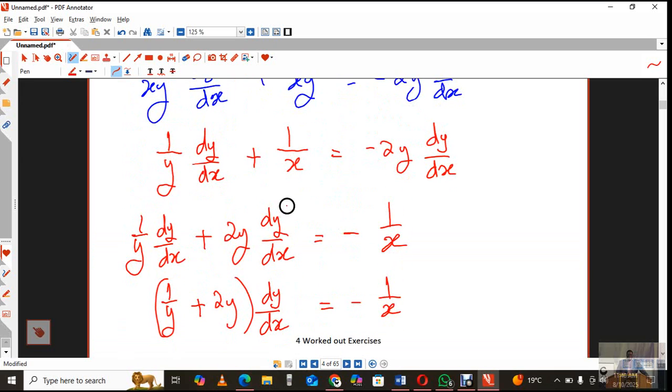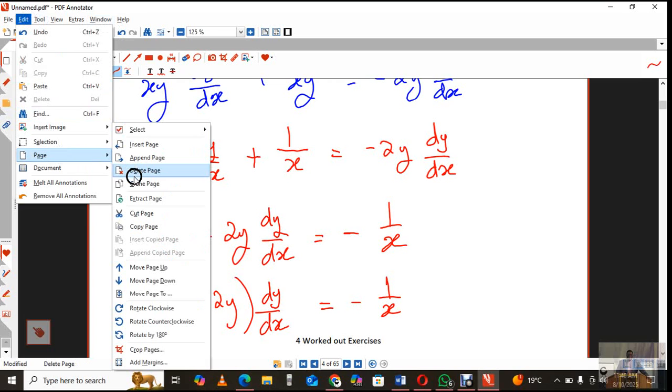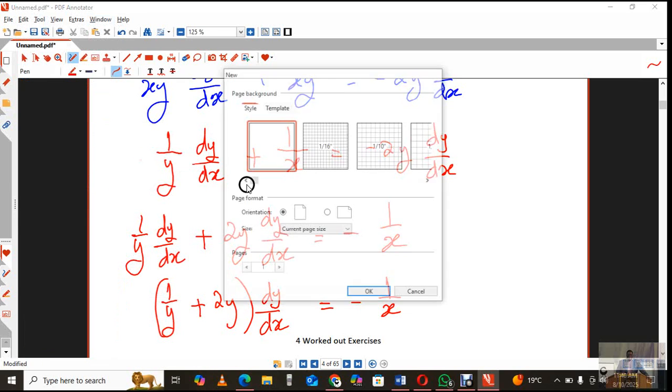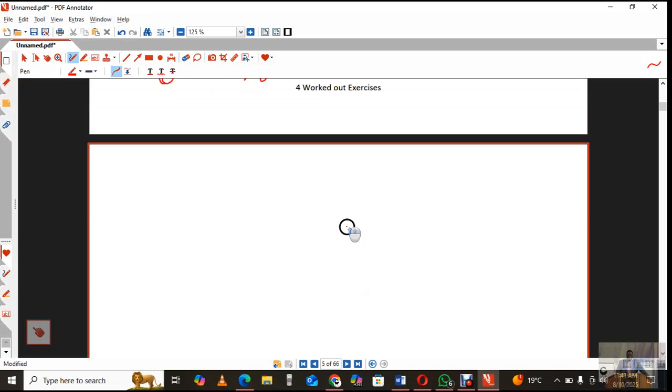Maybe I should append the page. I didn't anticipate that I'll need an extra page. So let's continue with that extra page.